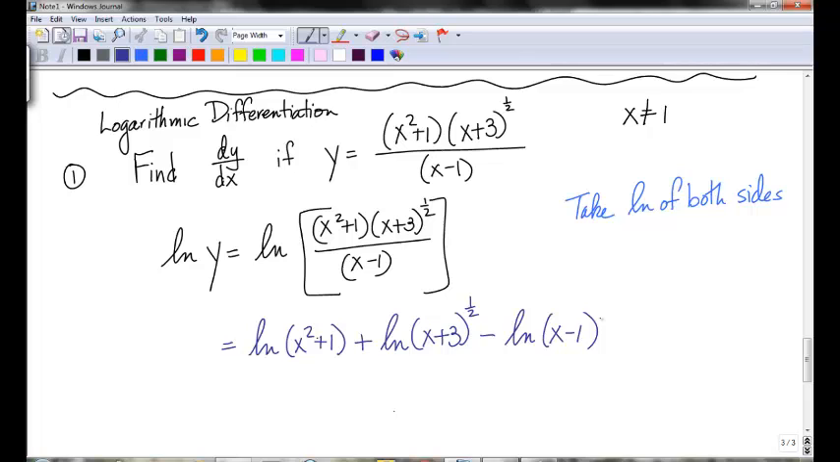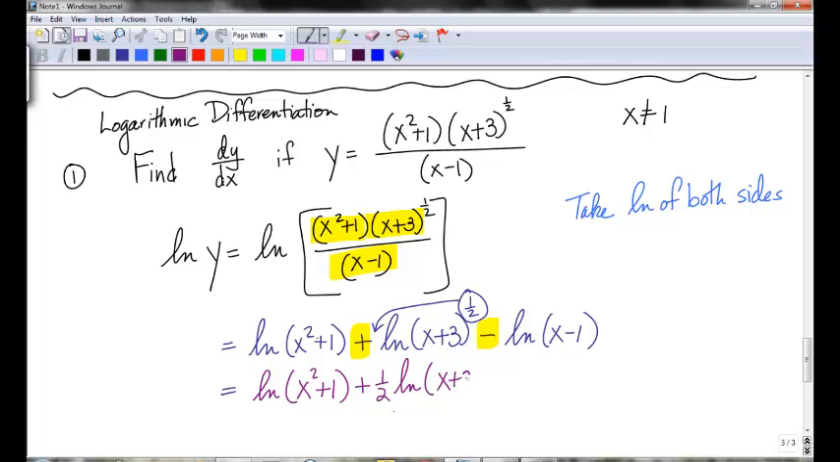So if you're multiplying these two quantities, you got to add their logarithms. If you're dividing by this quantity, you got to subtract the logarithm. Okay? One more step. Third law of logarithms. This exponent's going to go out front. So on this line, it's the natural log. Just repeat this part. I'm doing it one step at a time. So it's 1/2 the natural log of x plus 3 minus the natural log of x minus 1. So that's, we applied all three laws so far.